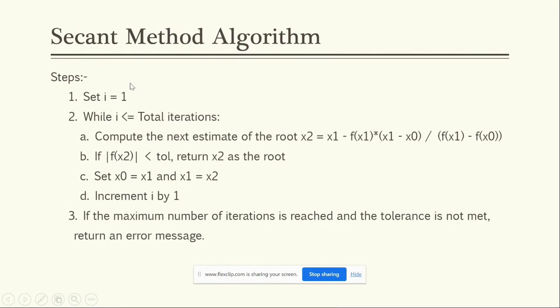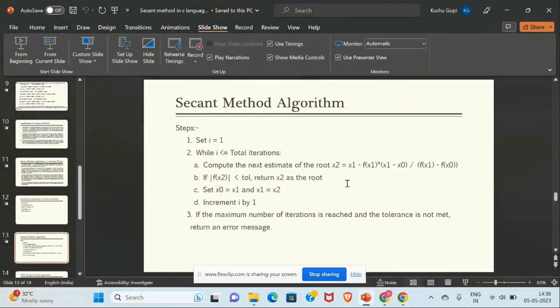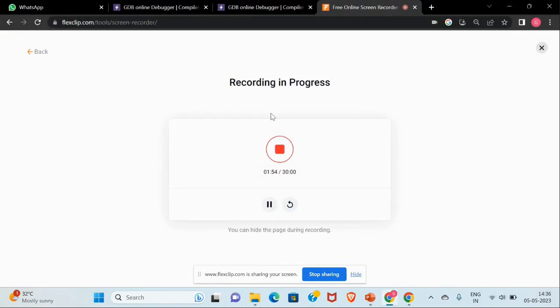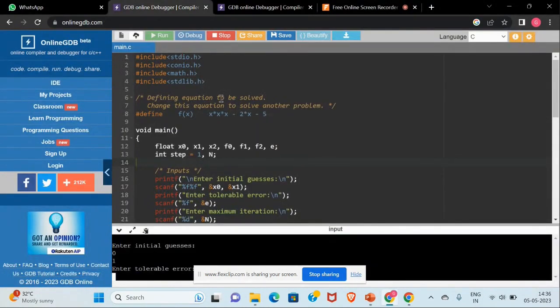We will set i equal to 1, and the i value should be less than the total number of iterations, and we compute the next estimated root, that is x2. If the f of x2 is less than the tolerable error, we will return x2. Otherwise it is not convergent. We will set x0 equal to x1, x1 equal to x2, and increment the i value by 1. If the number of iterations is reached and the tolerance is not met, then it will deliver an error message. This is the algorithm. Now we can check the simulation, and this is the simulation.